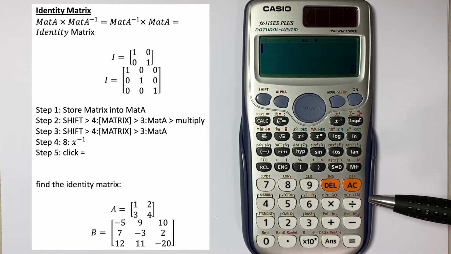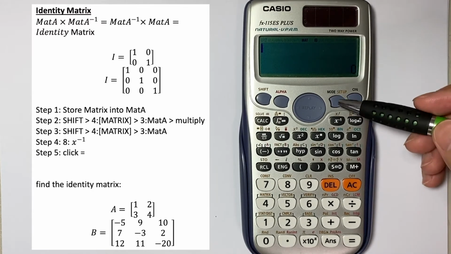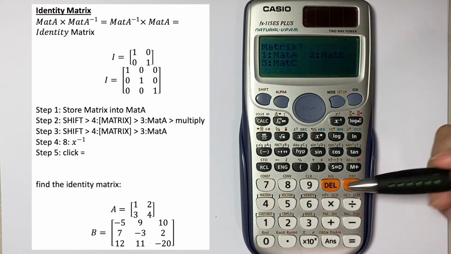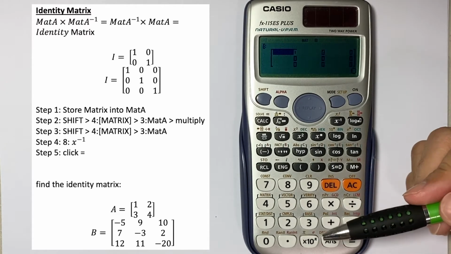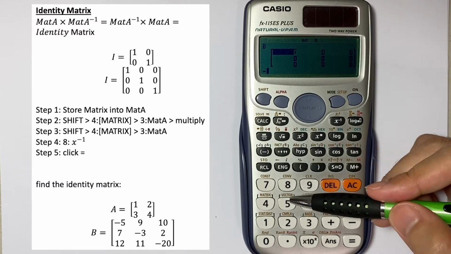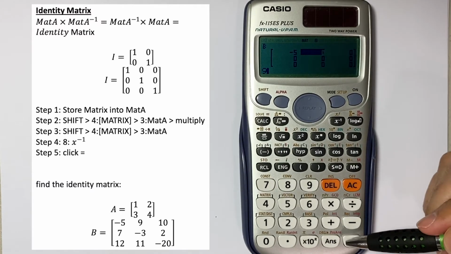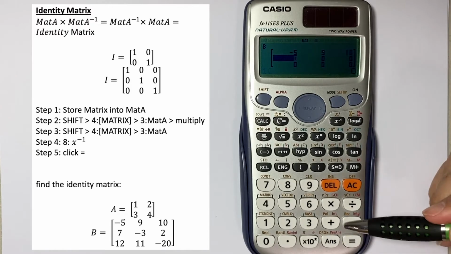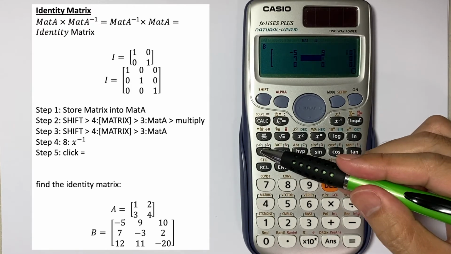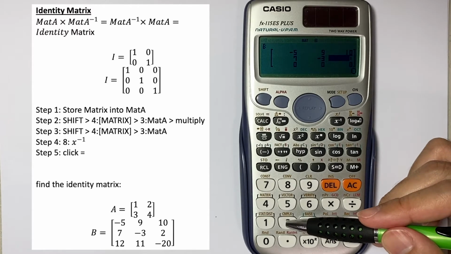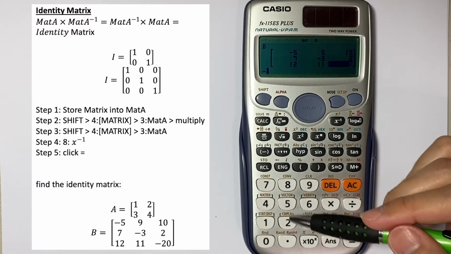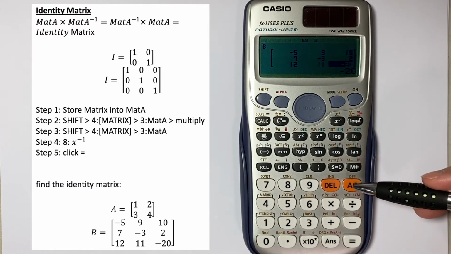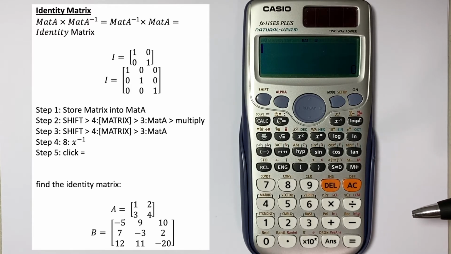And let's try the second one, which is the 3 times 3 matrix. So same thing, go to mode, and then 6 matrix. Number 2, we're going to select 1 as a 3 times 3 matrix. We're going to enter the numbers here: negative 5, 9, 10, 7, negative 3, 2, 12, 11, negative 20. Make sure we save it. So we have saved matrix B right now.